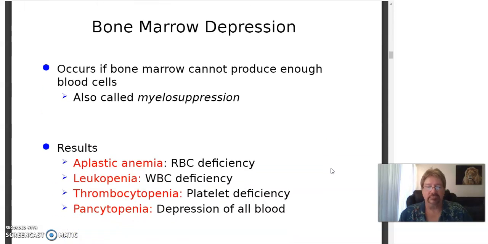So bone marrow depression occurs if bone marrow cannot produce enough blood cells, also called myelosuppression. Results: aplastic anemia. We don't have enough red blood cells. Leukopenia. We don't have enough white blood cells. Thrombocytopenia. We don't have enough platelets. Pancytopenia. We don't have enough of any of it.